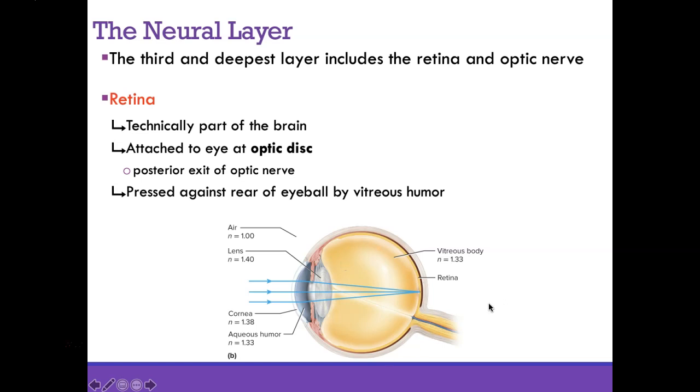And the retina, like I mentioned before, is pressed against the rear of the eyeball by the vitreous humor. We want a flat seal of the retina against the eyeball.